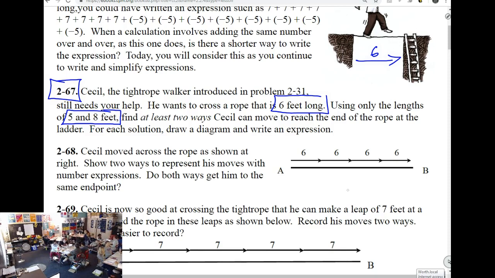Wait, hold on. You said 8 minus. No, wait. And then you have to go 8. So 8 times 2 minus 5 times 2. And minus 6 times 3.